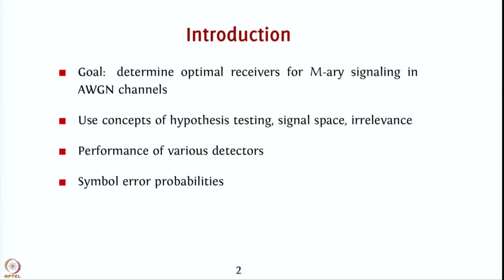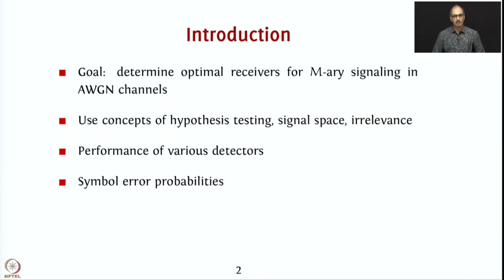So now, if you look at what we'll see in this lecture, we're going to determine optimal receivers for M-ary signaling in additive white Gaussian noise channels. In particular, rather than just sending one bit, if we send one of M symbols, the decision of which symbol was sent at the receiver, how to do that optimally, is something we will see in this lecture under additive white Gaussian noise.